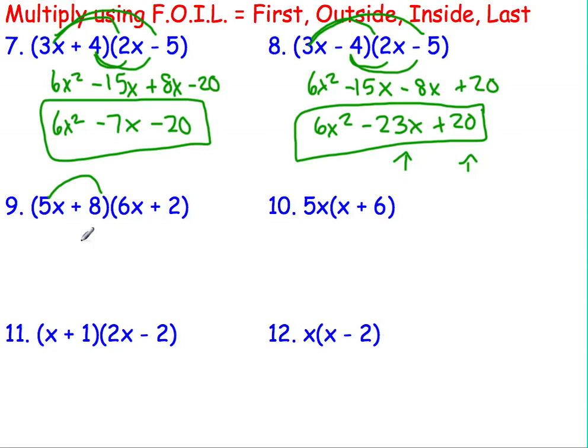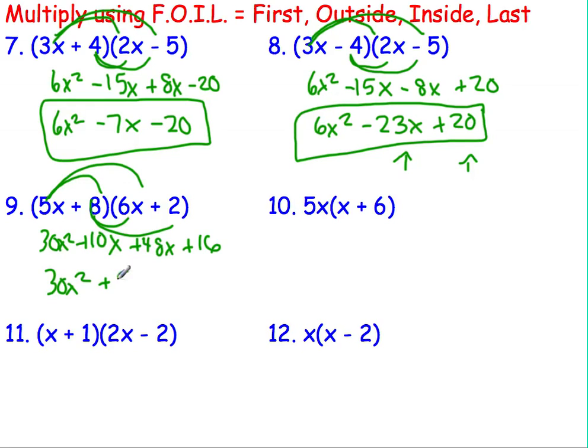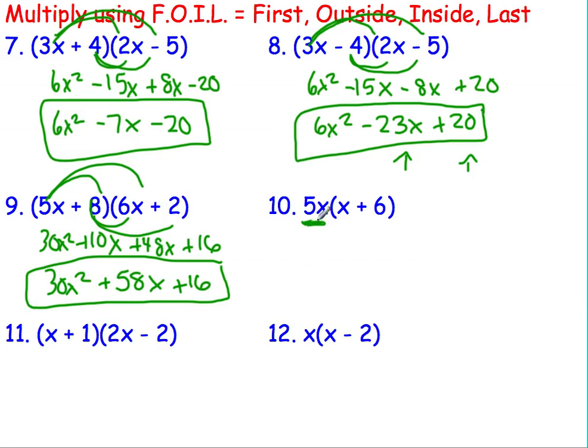We have 5x times 6x, that'd be 30x squared. We have 5x times 2, that'd give me plus 10x. We have 8 times 6x, that's plus 48x. And I have 8 times 2, that's positive 16. When I combine terms, that's 30x squared plus 58x, those are big numbers, plus 16. There it is. The next term, number 10 here, I have a monomial, just one number sitting on here.